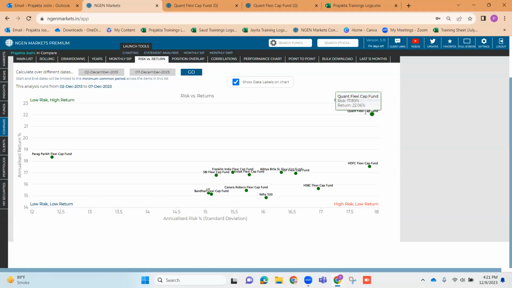Right? So a Quant Flexi Cap and an HDFC Flexi Cap, both of these funds get plotted on the extreme right hand side of this scatter plot, which typically tells that these funds have similar levels of risk, right? However, Quant generates a much better return with the same level of risk. On the other hand, HDFC has a slightly lesser return as compared to Quant, right? That's why it has gotten plotted slightly lower as compared to Quant Flexi Cap, right? Now, this was for the last 10 years.